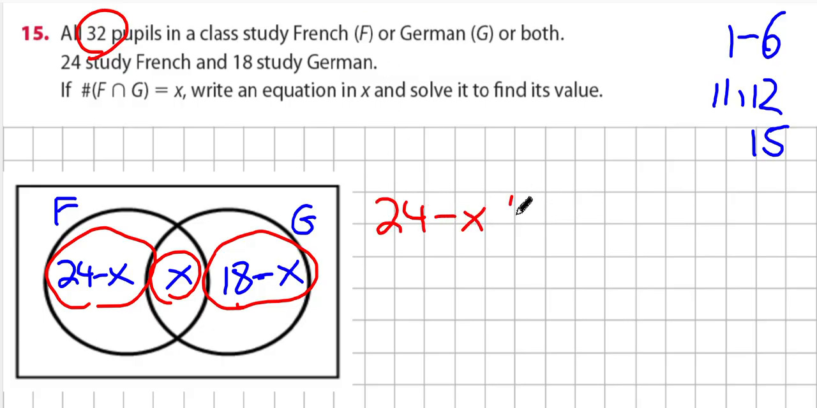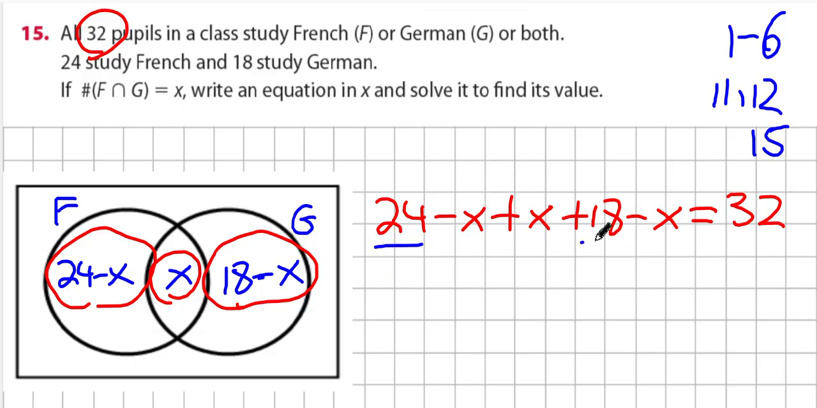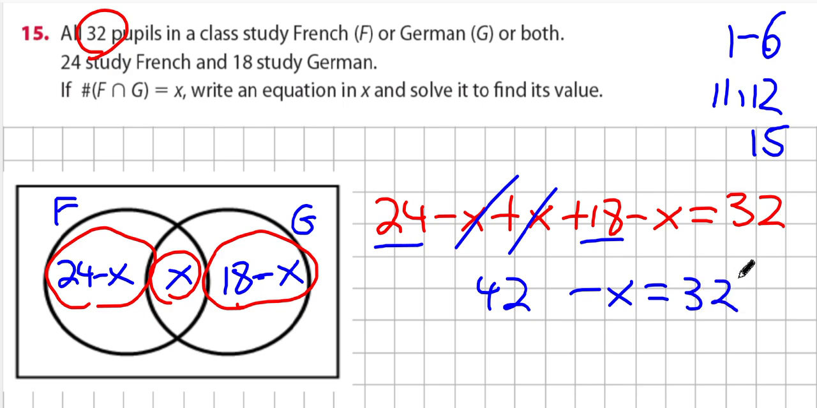24 minus x plus 18 minus x equal to 32. The two sides, so 24 plus your 18 is 42. The minus x and the plus x cancel, and what's left over? Equals 32. That means the x value must be 10. Okay.